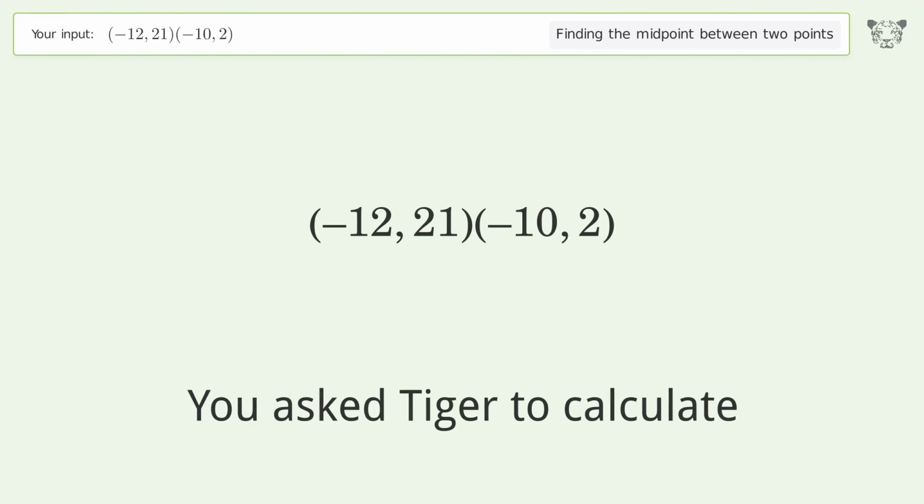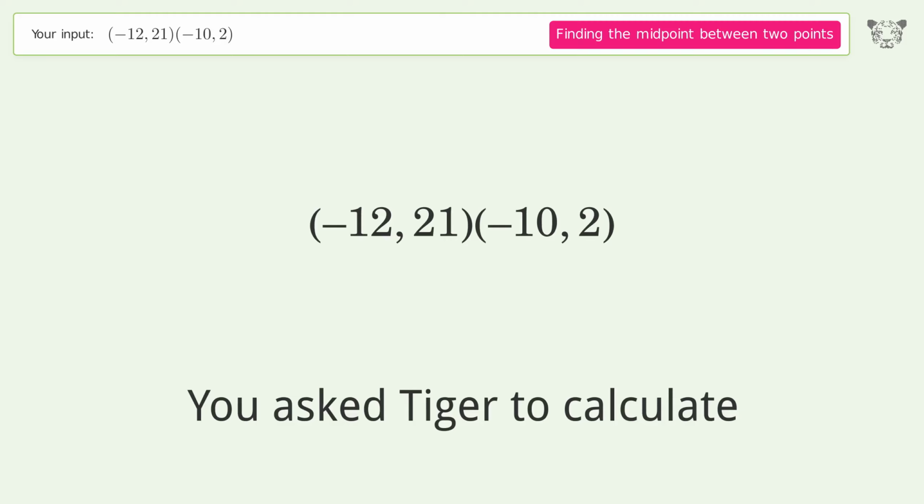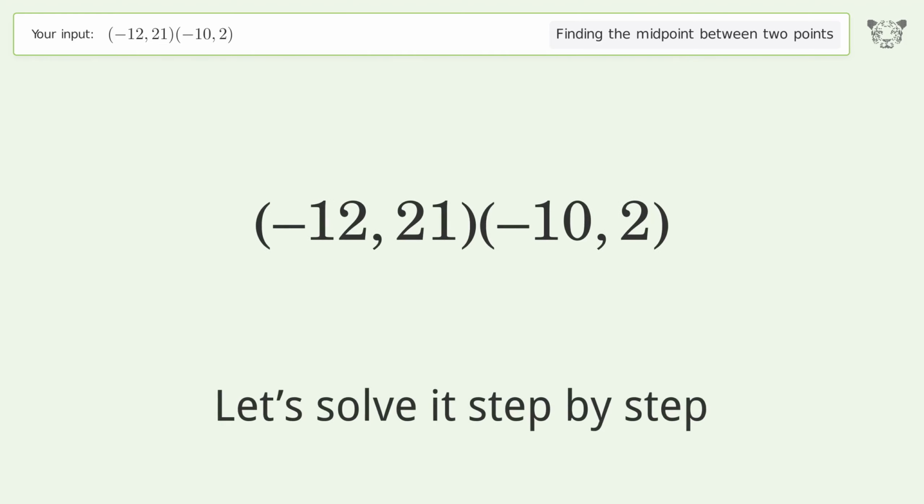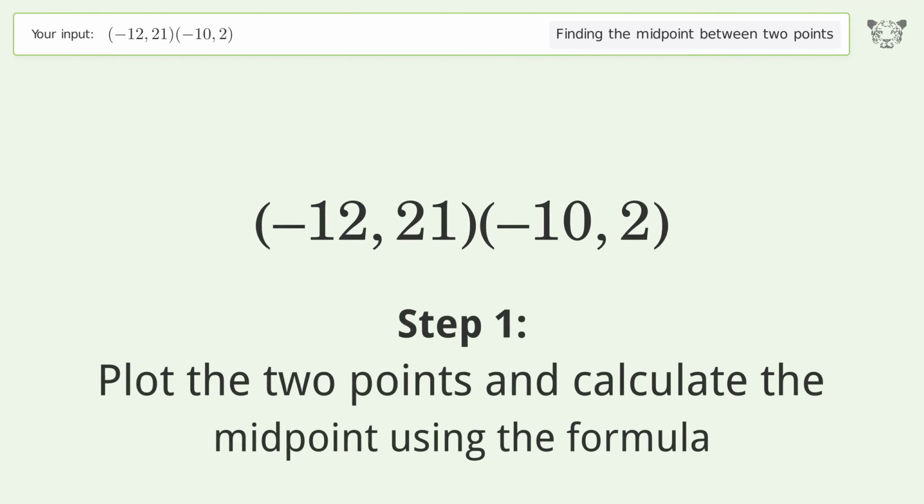You ask Tiger to calculate. This deals with finding the midpoint between 2 points. The midpoint between the 2 points is negative 11, 11.5. Let's solve it step by step. Plot the 2 points and calculate the midpoint using the formula.